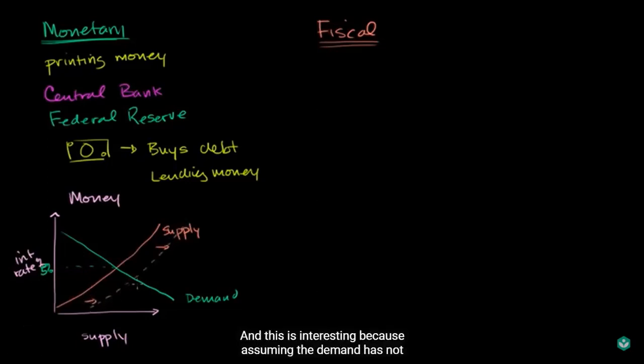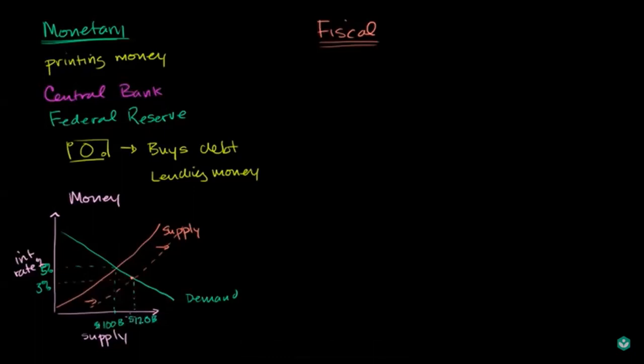And this is interesting because assuming that demand has not shifted, what you now have is a different clearing price, a different equilibrium price for the money. Maybe this is now at 3%. And you also have more money being lent and borrowed. If this was the old quantity of money that was lent and borrowed, let's say, I'm just going to make up a number here, this is $100 billion in some time period, and now we're at $120 billion. So now by essentially printing money, buying debt, increasing the supply of money, two things happened.